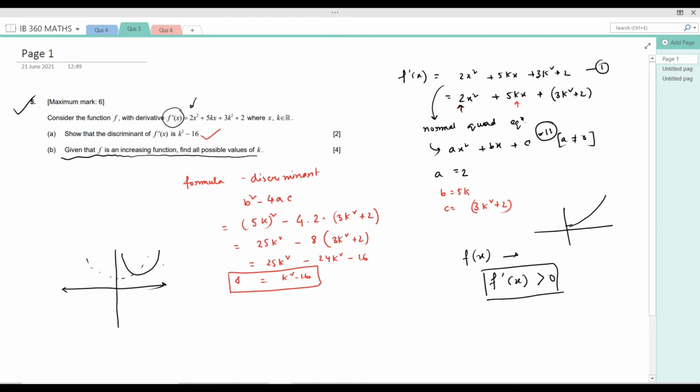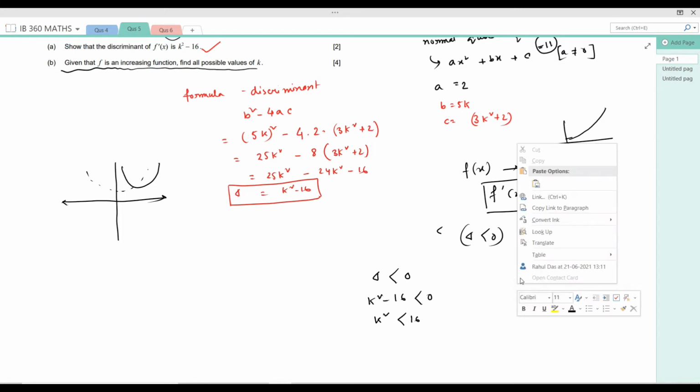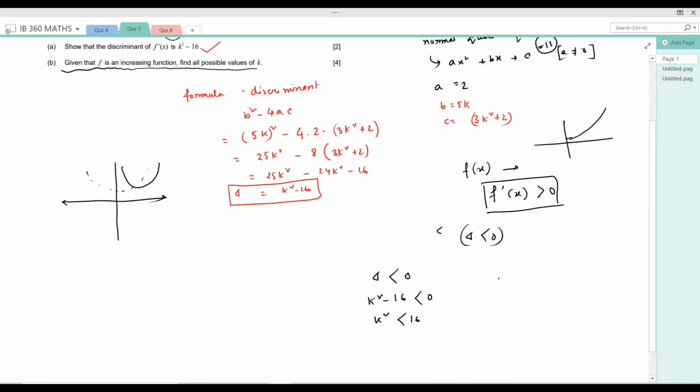So for this f dash x to be greater than 0, the discriminant delta must be less than 0. From the graph you can justify it. So if the delta is less than 0, k square minus 16 is less than 0. So k square is less than 16, so we can write k is less than 4 or k is greater than minus 4, because the root over 16 is basically plus minus 4.